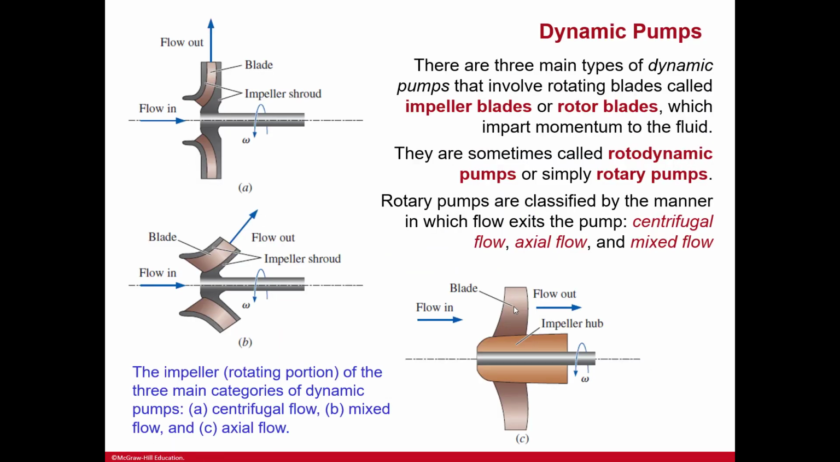Dynamic pumps. There are 3 main types of dynamic pumps that involve rotating blades, impeller blades or rotor blades, which impart momentum to the fluid. They're sometimes called rotodynamic pumps or just simply rotary pumps. Rotary pumps are classified by the manner in which the flow exits the pump. So it can either be centrifugal flow, axial flow, or mixed flow.